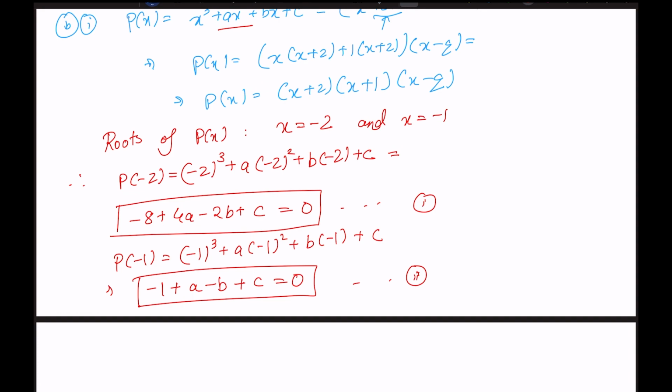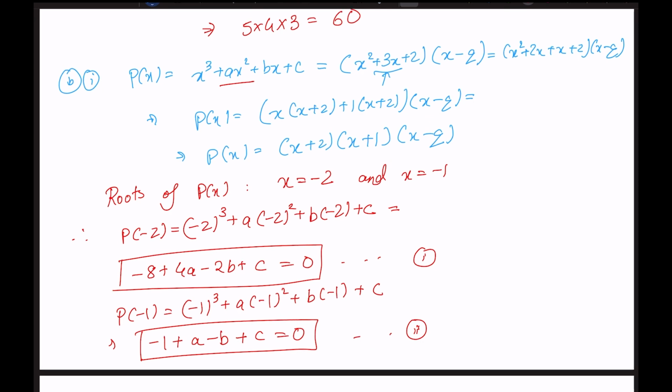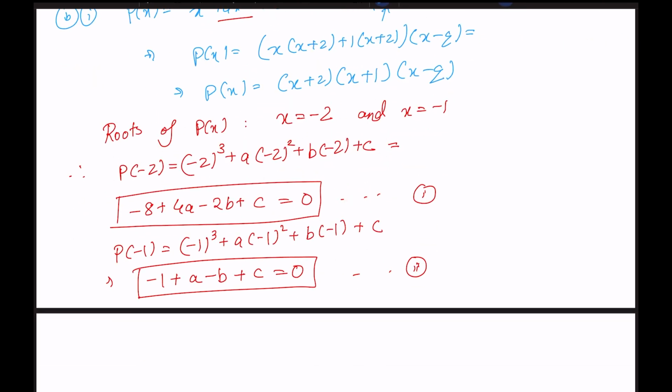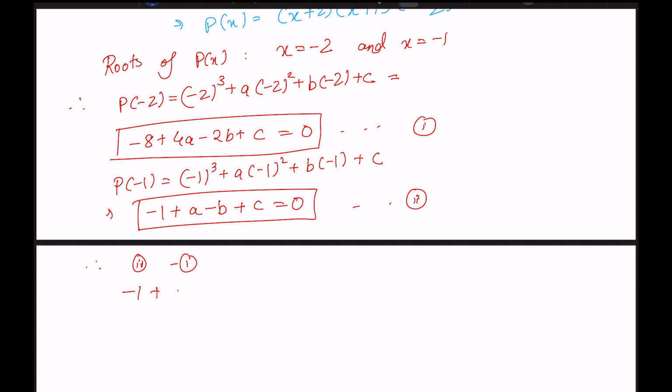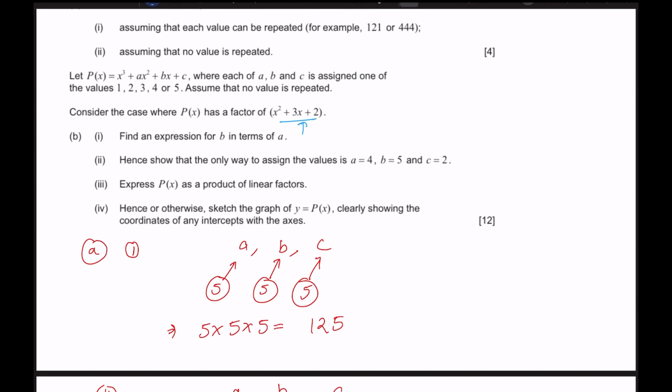Now what we have to do is write the expression for b in terms of a. To do that, we can eliminate c from these two equations, and we'll get a relationship between b and a. So we can do equation 2 minus equation 1, which will be simpler. So minus 1 plus a minus b plus c equals 0, minus of minus 8 plus 4a minus 2b plus c equals 0. On subtracting these two, we should get 7 minus 3a plus b equals 0. So we'll get b equals 3a minus 7. This is the answer to the first part.